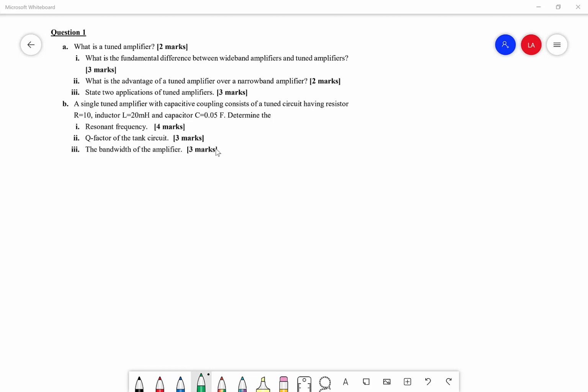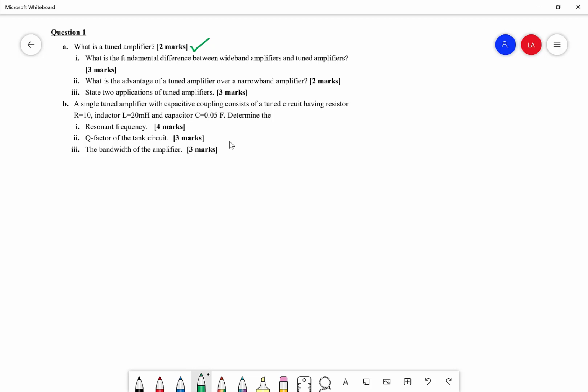So the first question was, what is a tuned amplifier? What is a tuned amplifier? If you are able to answer that correctly, you would be earning yourself a mark of 2 marks. And the answer that was expected was that you would define briefly what a tuned amplifier is.